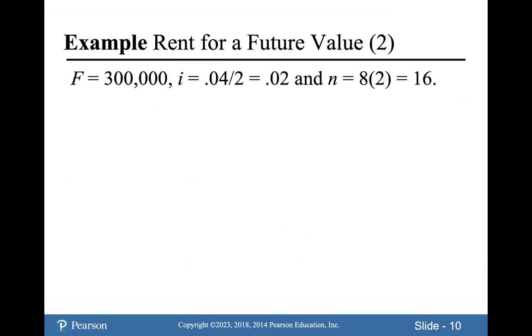All right, so in this example, F, the future value, is given as 300,000. I, the interest rate per period, is 0.04 divided by 2, which is 0.02. And the total number of payments is 8 times 2, which is 16.